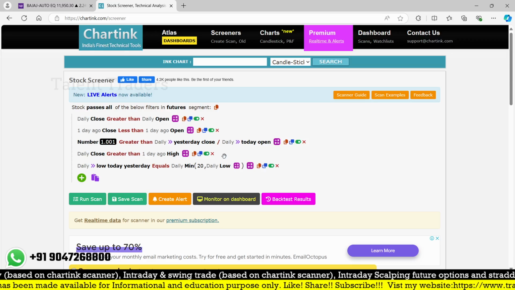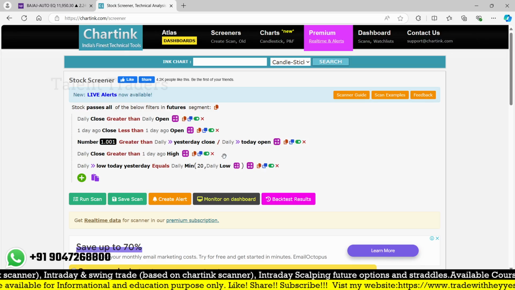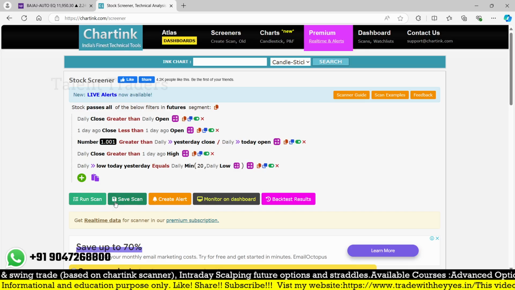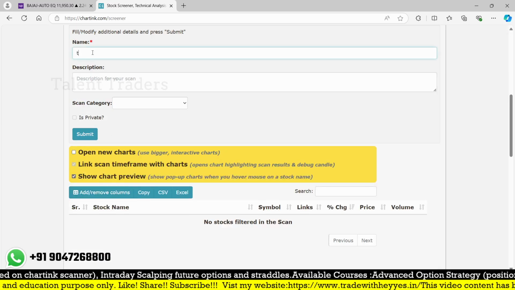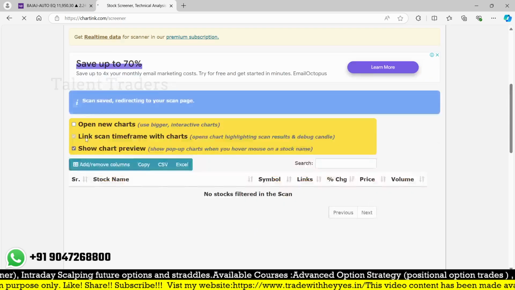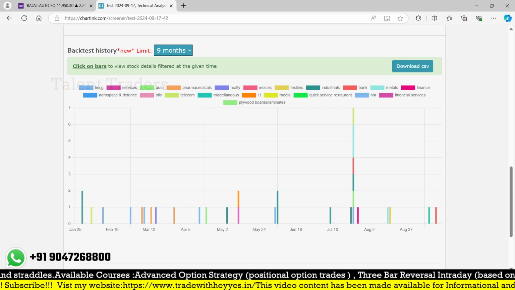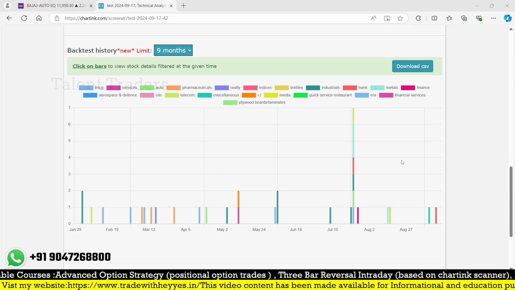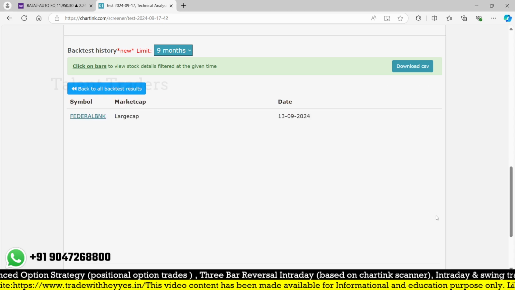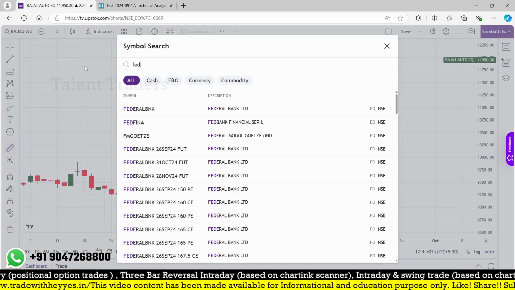But we don't want to get 10, 20 stocks daily, at least in a week 2 or 3 stocks. That's good enough for our positional trading, swing trading. So let me summarize it and go for a backtest report. This is the backtest report which I get from this particular scanner, and the recent stock I have got is Federal Bank. So let me take Federal Bank.